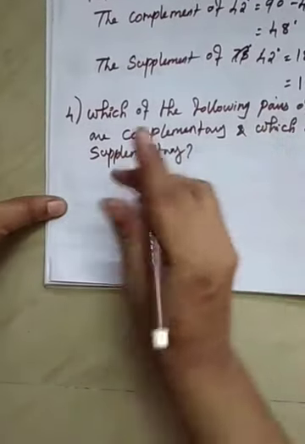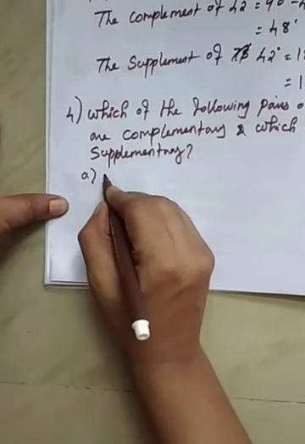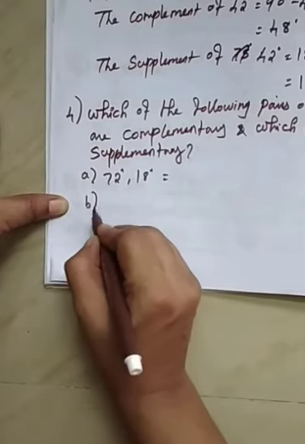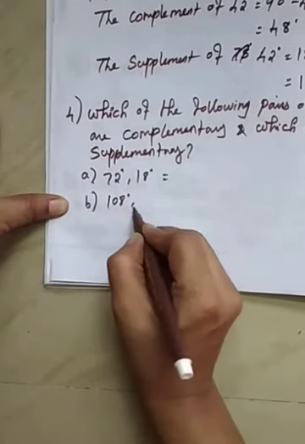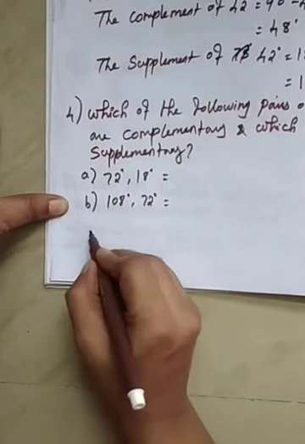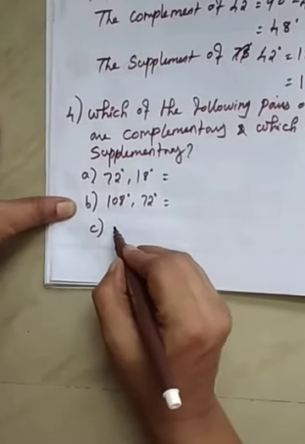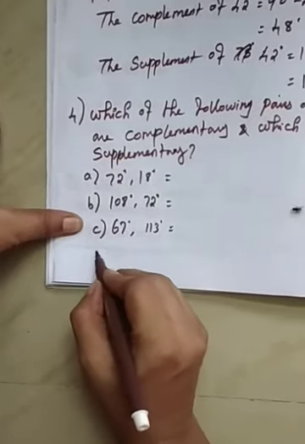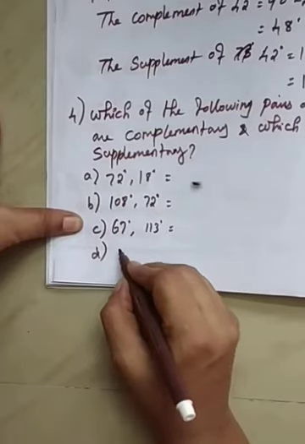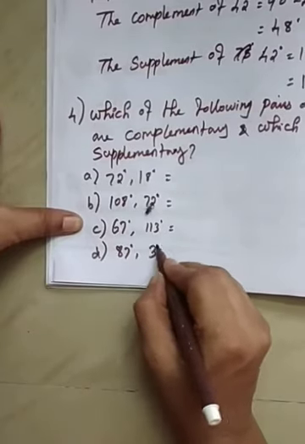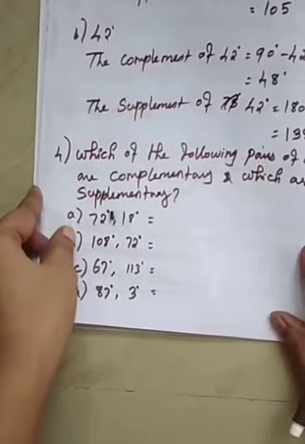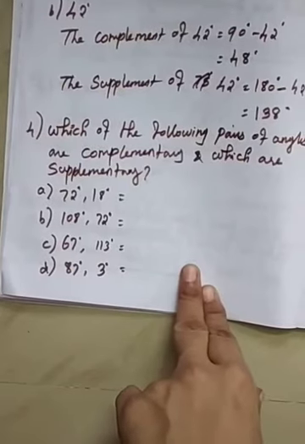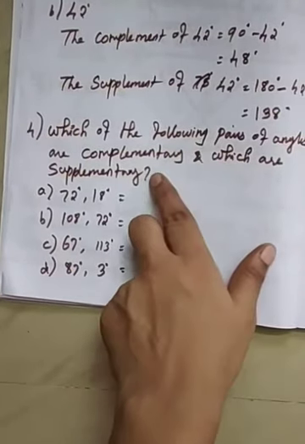Okay, see the question. The first one, 72 degree, 18 degree. The second one, 108, 72 degree. The third one, 67 degree and then 113 degree. The fourth one, 87 degree, 3 degree. See here, what is the question? Which of the following pairs of angles are complementary and which are supplementary?